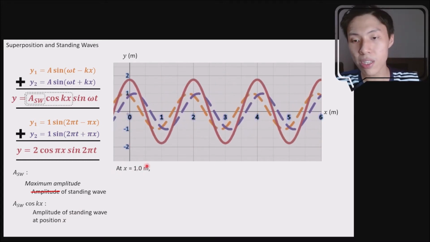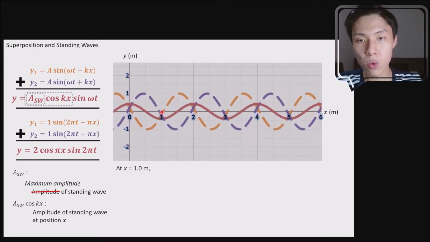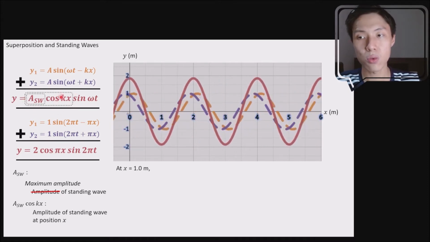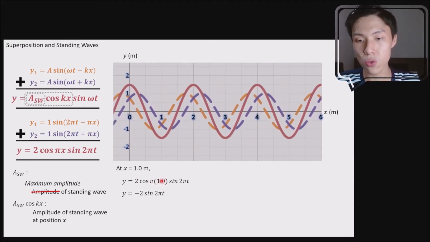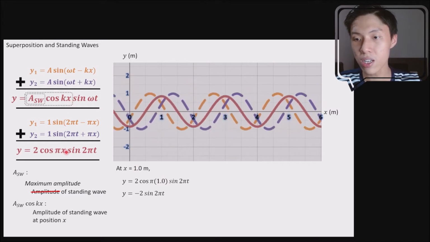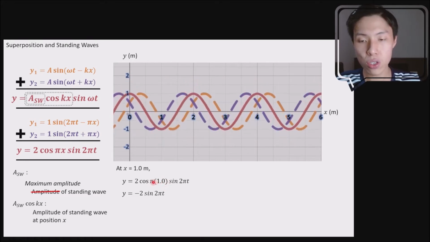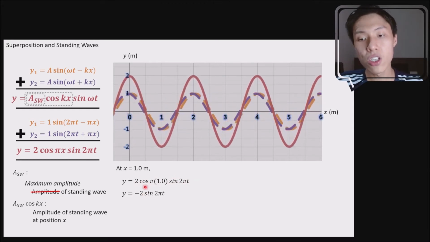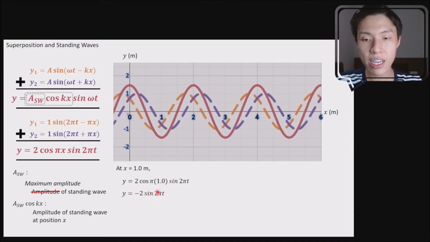Our first example will be taking x equals 1.0 meter. If you look at x equals 1.0 meter, we can see that the amplitude is at the maximum, which is 2. So let's see whether the standing wave's cosine kx will give us 2 for its amplitude. We substitute in 1.0 to replace the x over here. So cos pi is just -1. So -1 times 2 is -2 sine omega t, which is -2 sine 2 pi t.